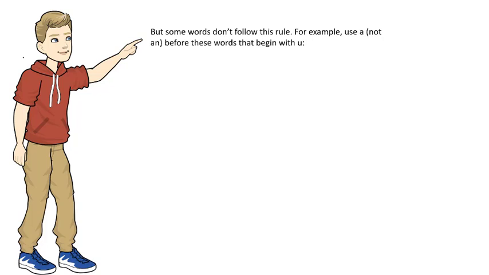خلي بالنا إن في بعض الكلمات, مرة تاني مش الأفعال, الكلمات اللي بتكسر القاعدة دي. For example, use a not an. على فكرة ممكن تقولها a أو a على حسب ما انت تحب تنطقها, a or a. ما تحطش an before these words that begin with a U. في بعض الكلمات اللي بتبدأ بحرف ال U تحط قبلها a مش an.